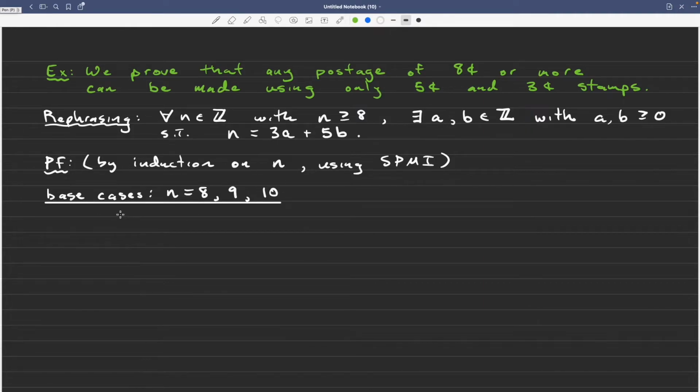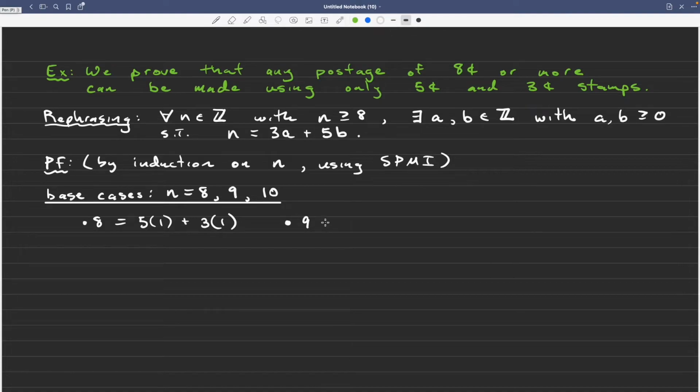I want to establish that a postage of 8 cents, 9 cents, and 10 cents can be done in terms of 5 cent and 3 cent stamps. So, 8 can be written as 5 times 1 plus 3 times 1. So 8 cents postage can be done with 1 5-cent stamp and 1 3-cent stamp.